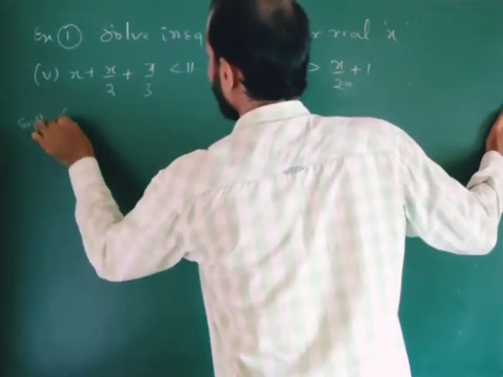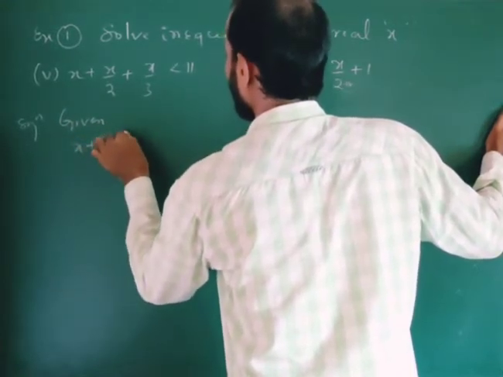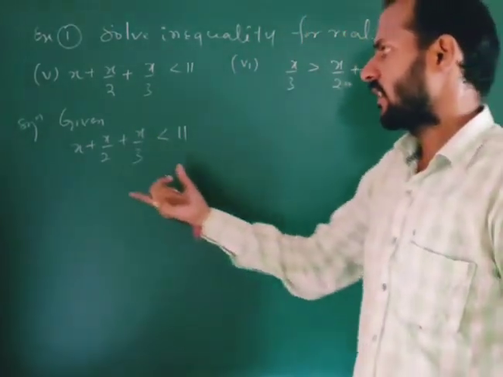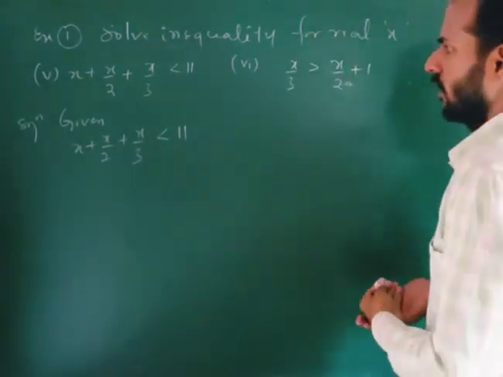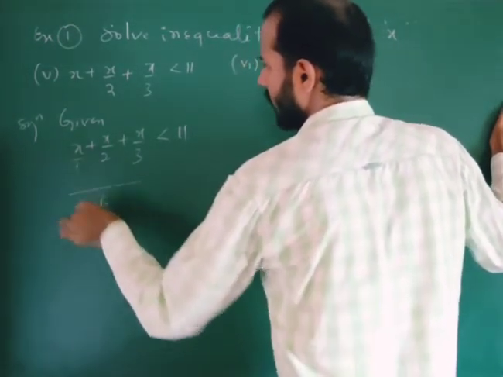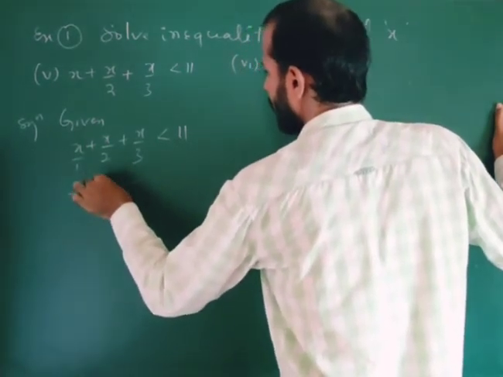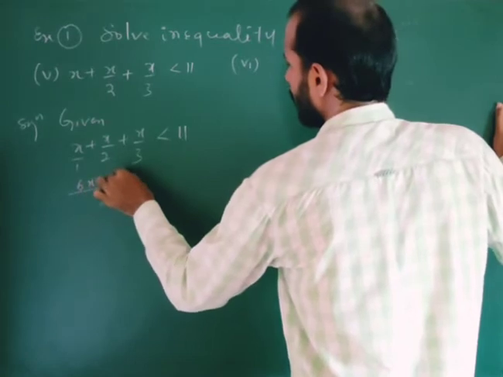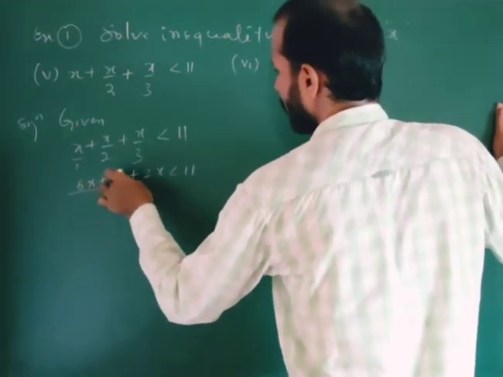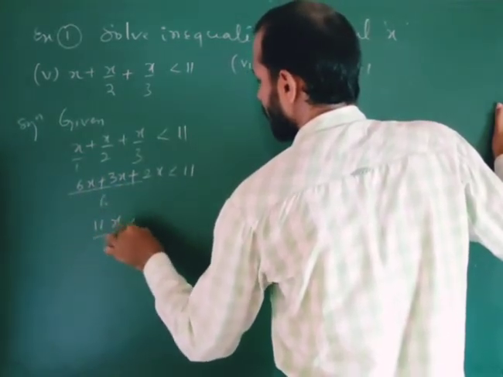the given inequality is x plus x by 2 plus x by 3 is less than 11. Now in the LHS, what do we take? The LCM. 6 is the LCM here. Nothing is there means 1, 6 1 is 6, 6x plus 2 3 is 3x, plus 3 2 is 2x, less than 11. Therefore 6 plus 3 is 9, 9 plus 2 is 11, so 11x by 6 is less than 11.